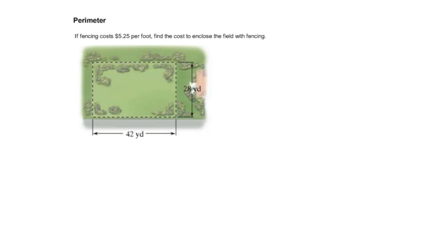So what we should do first is recognize that we have a rectangle. And we learned that rectangles have equal lengths on opposite sides. So that's telling me that since the bottom part is 42 yards, then this top part must also be 42 yards. The opposite side of the 28 yards is making this side 28 yards. And this is a rectangle.